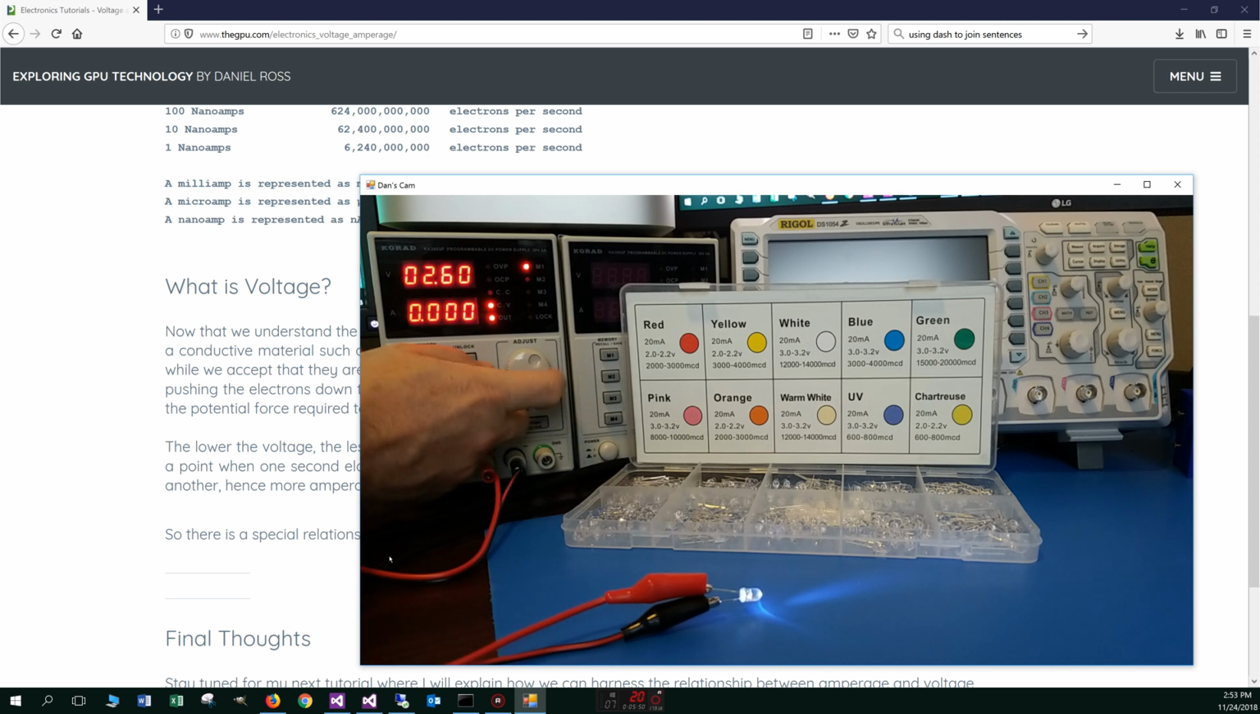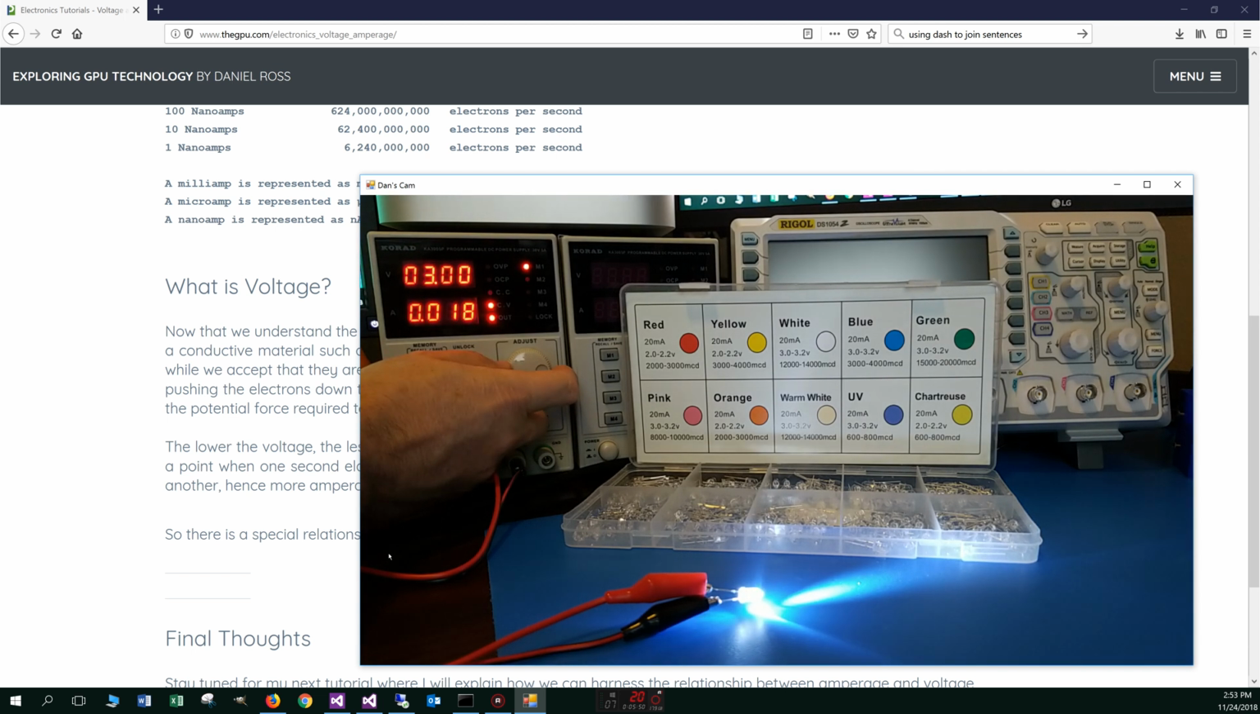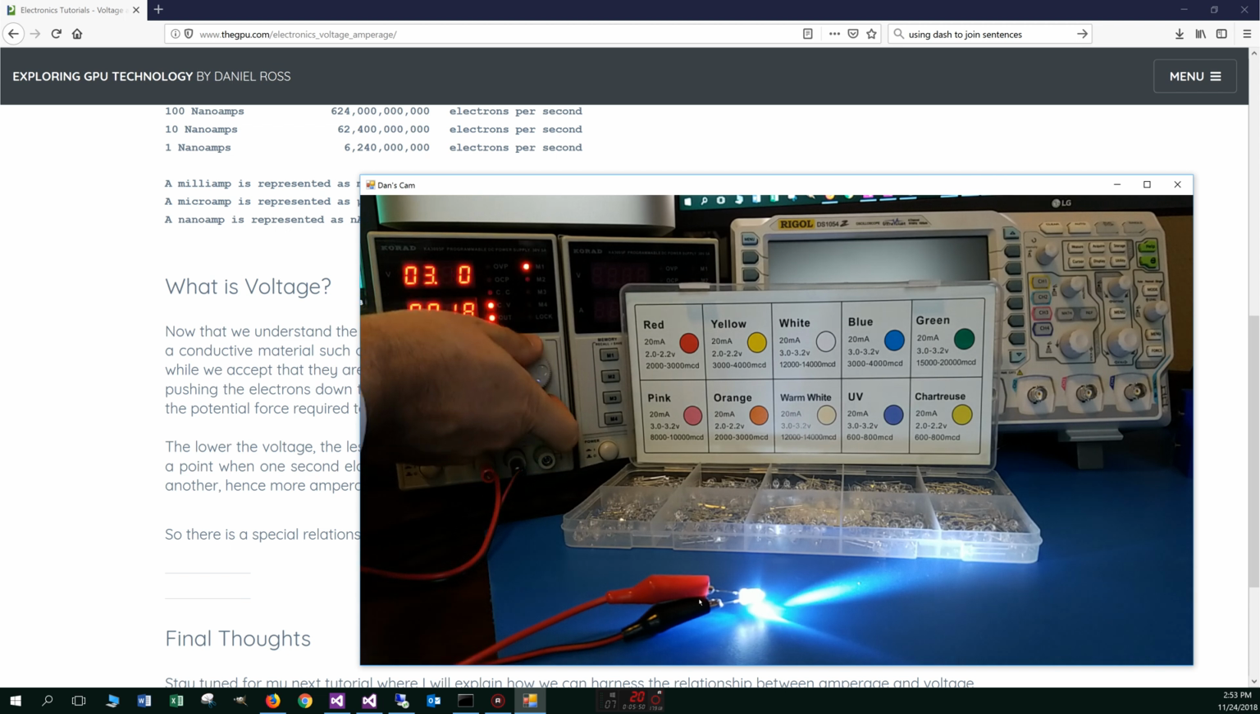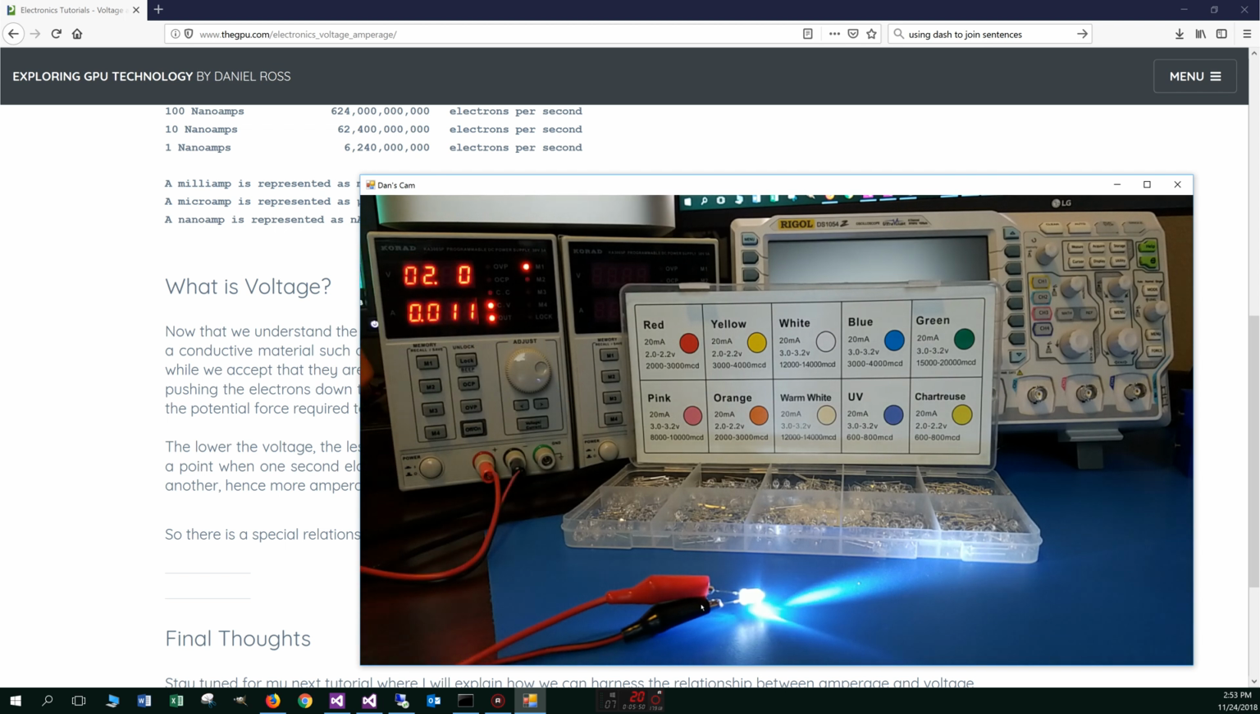Oop, I lost my little thing there. Now we're starting to read all the electrons, the amperage that are actually passing through the LED at this point in time. Okay, so I'm going to just start cranking that down just a hair, right? So you can see at 2.9 volts, we only have enough invisible force, voltage, right, to push just about 10 or 11 milliamps across there, right?